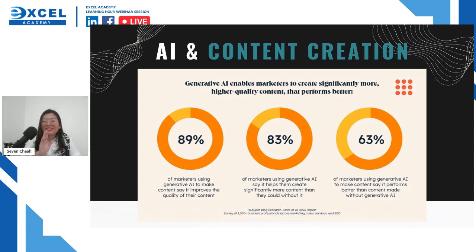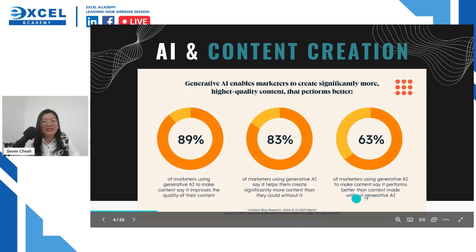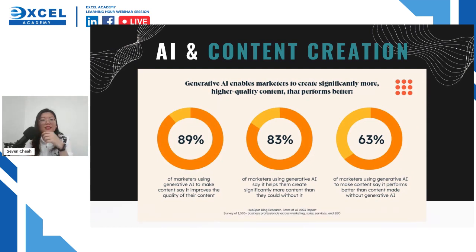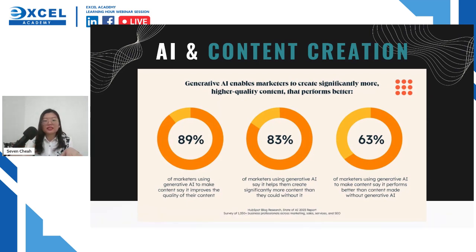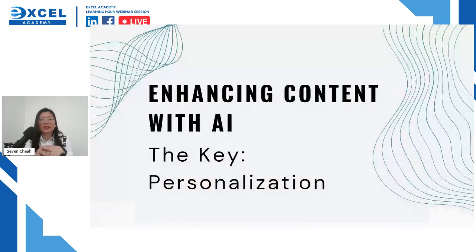They didn't mention that it's better than human, but it's better than without generative AI. See, this is how we're playing with the words, right? Over 50% of them agree that if I create the content using generative AI, it's better than without generative AI. So it's actually proof of what we said just now: AI is changing content creation.